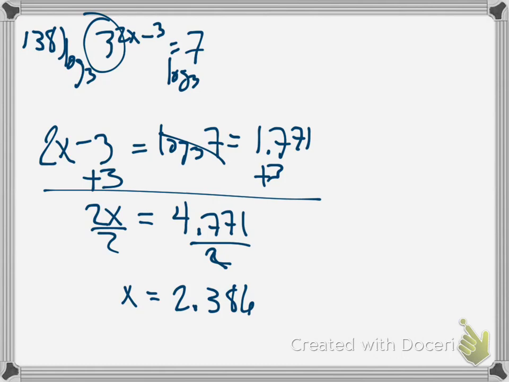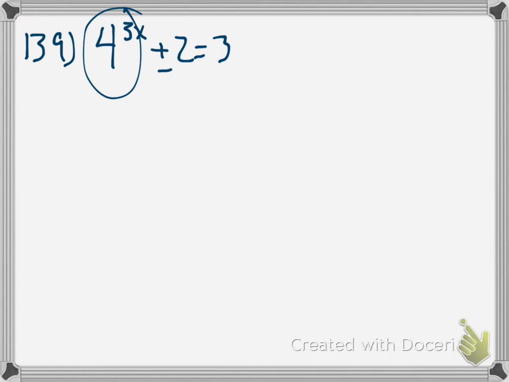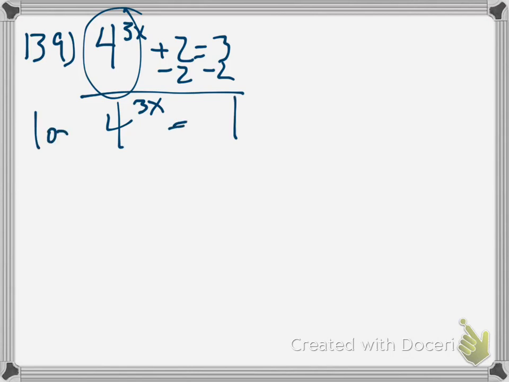Hopefully it shouldn't be too difficult, but always make sure that the base is kind of by itself. So if you look at problem number 139, 4 to the 3x plus 2 is equal to 3. Notice here, this is not by itself. So I have to subtract the 2 first, then I get 4 to the 3x is equal to 1. Then I can say log, but base 4. Remember, it's always whatever number you see right there. That will leave you with 3x is equal to whatever log base 4 of 1 is.